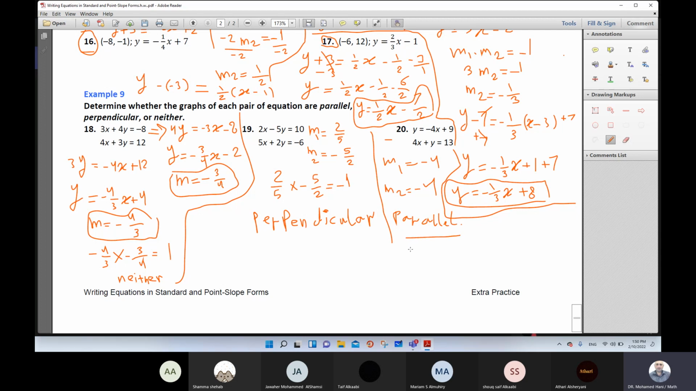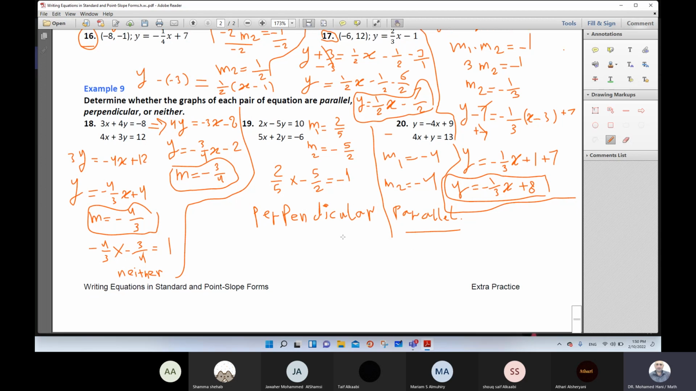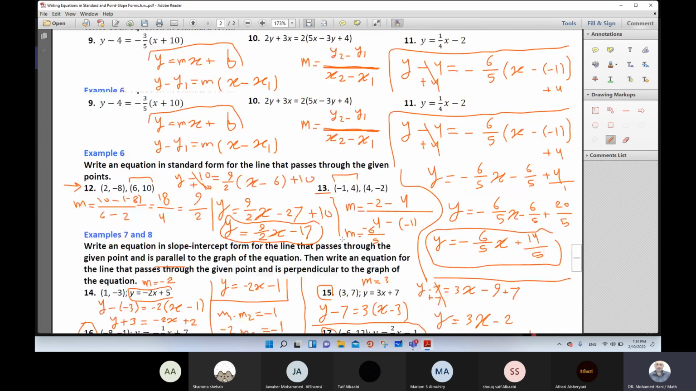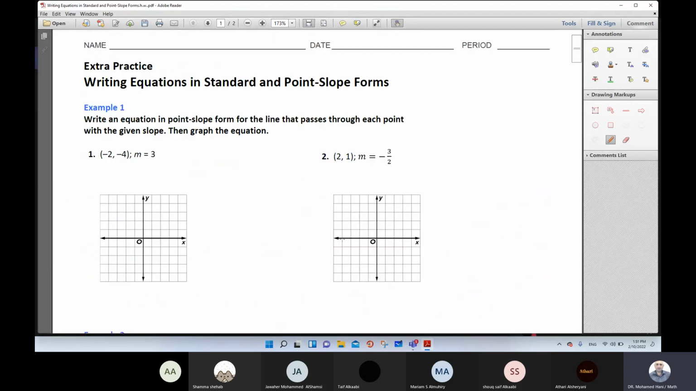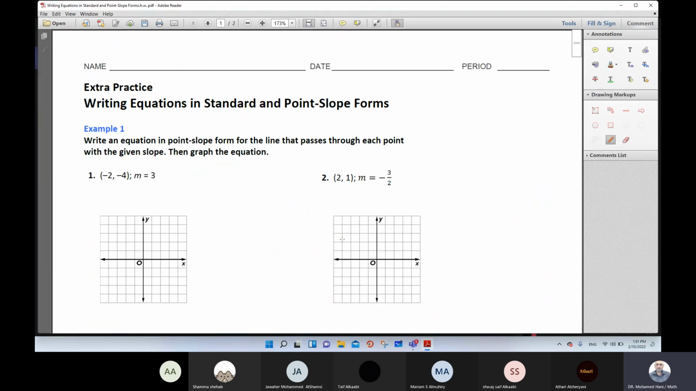Who has any question about this idea? No questions? So this is our lesson for today. Inshallah, tomorrow we will start in a new lesson. I want from all to rewrite, to resolve the same extra practice here. And if you have any question, you can ask me tomorrow, inshallah.